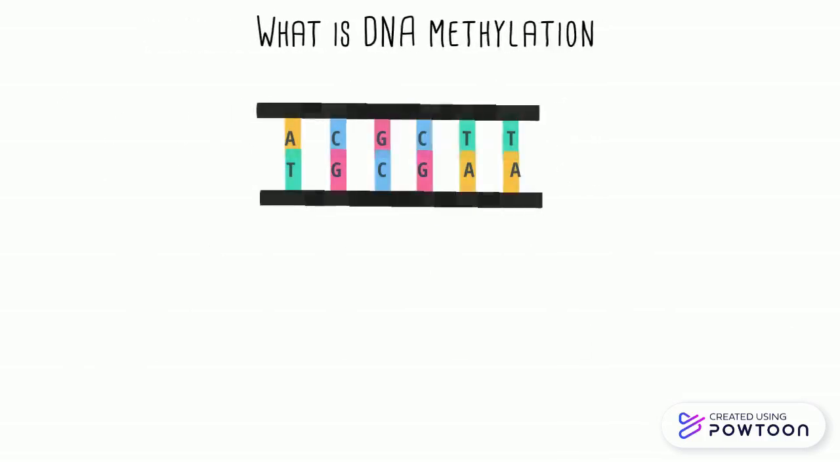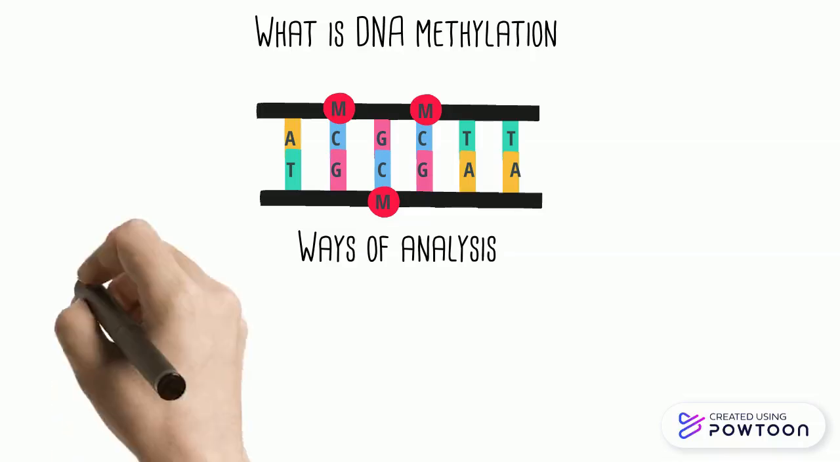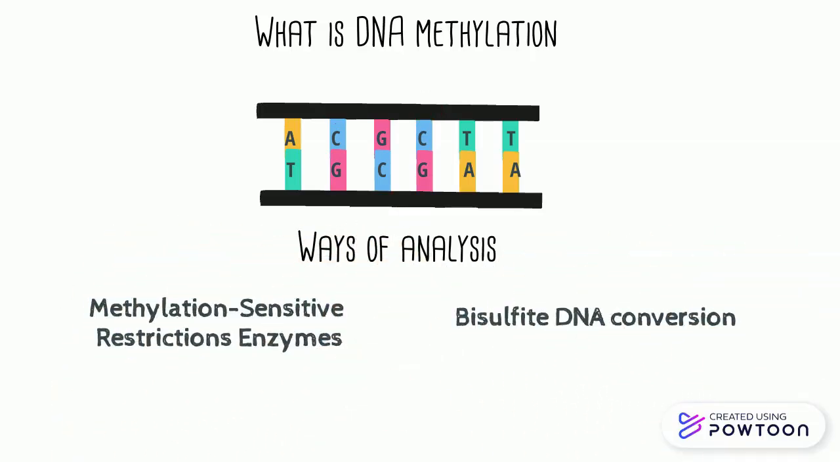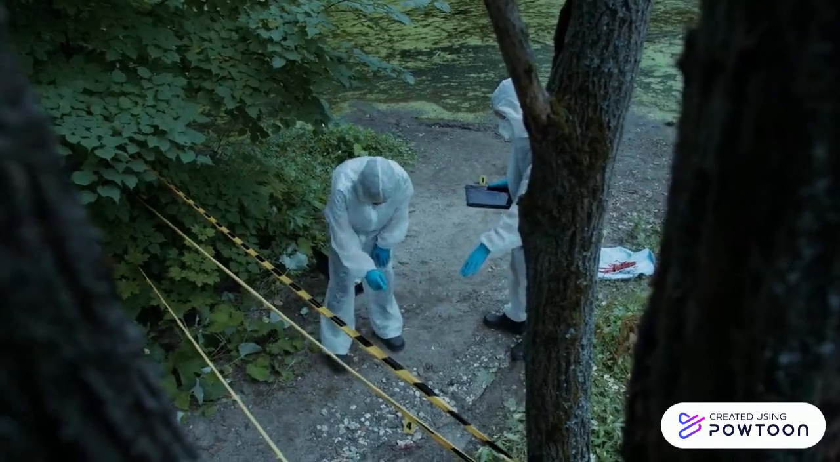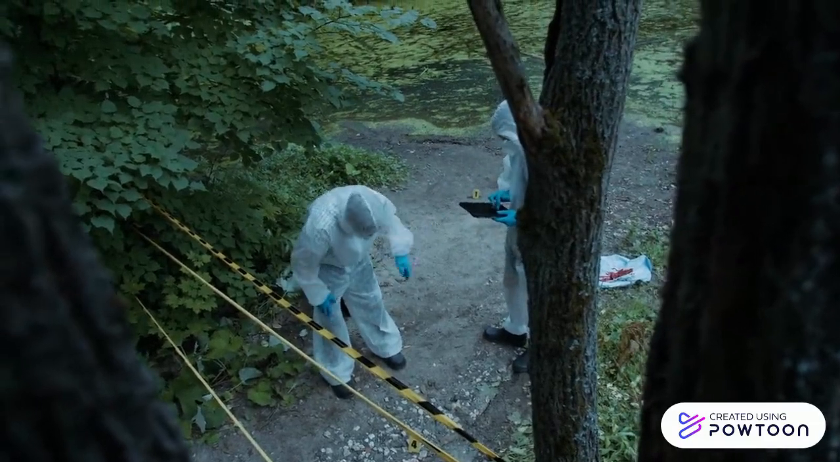DNA methylation is an epigenetic concept where a methyl group is added to the 5' position of cytosine residues in CpG sites. Methylation-sensitive restriction enzymes and bisulfite DNA conversion are two common methods that can be used to analyze DNA methylation. Bodily fluids can provide crucial information and evidence about crimes that can be used for investigation.